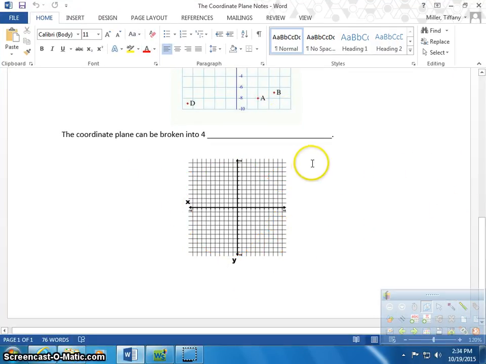And that's it for today's lesson. So now what you're going to do is fill out a sheet over the coordinate plane. You're going to label points on a grid, and you're going to tell me the points, and then you're going to do an activity.